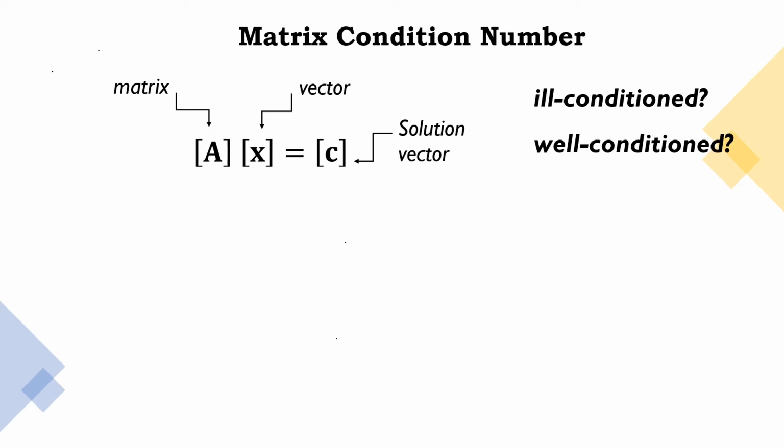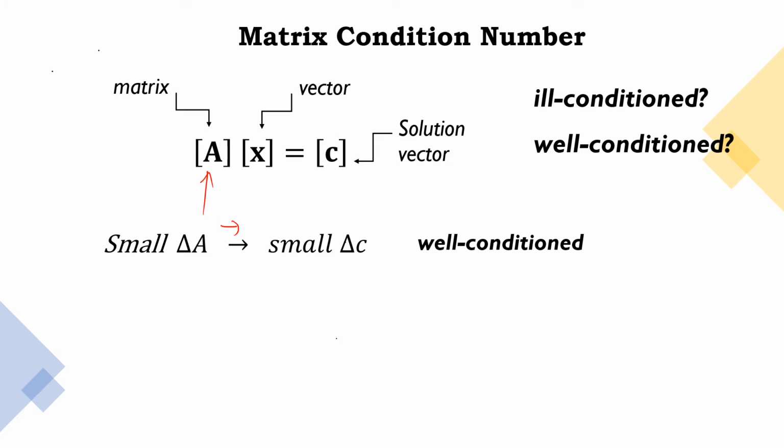Okay, let's find out. In this case, if we make small changes in the elements of our matrix A, will it result in a small change also in our solution vector C? If that is the case, then that is a well-conditioned problem. Now, how do you know that it's well-conditioned? What is our basis? We will find out later on.